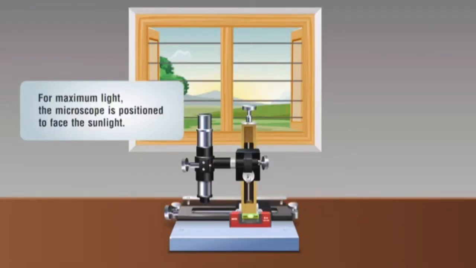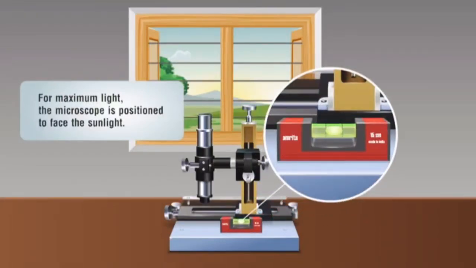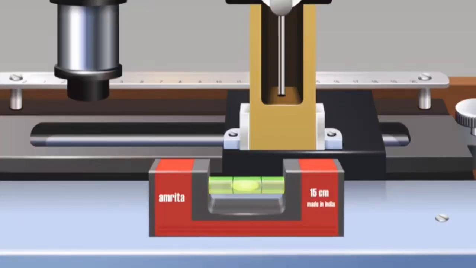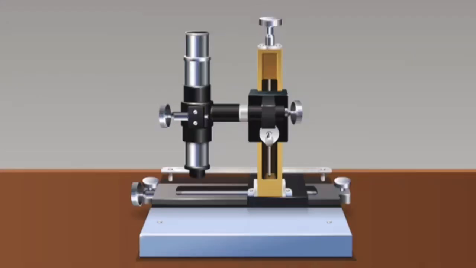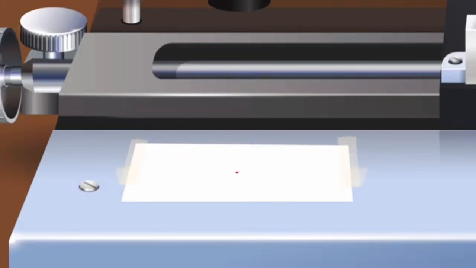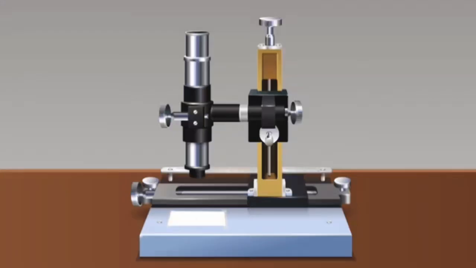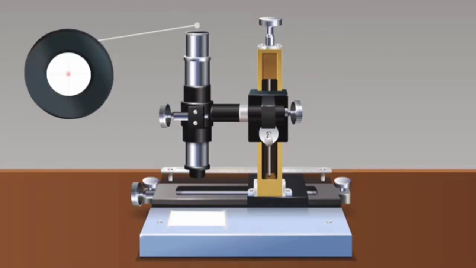Now, place a spirit level on the horizontal surface of the traveling microscope. Adjust the leveling screws if required to make the base of the microscope horizontal so that the bubble in the spirit level comes exactly in the center. Put a mark on a sheet of paper and place it on the horizontal platform of the microscope. Use an adhesive tape to stick it in place. The mark will serve as our point P. Make sure that the lens system of the microscope is vertically above the mark.